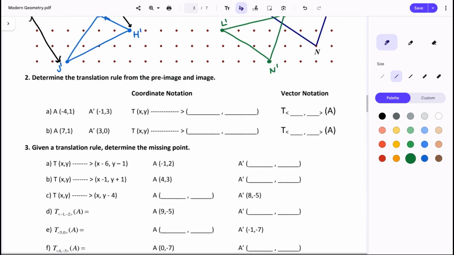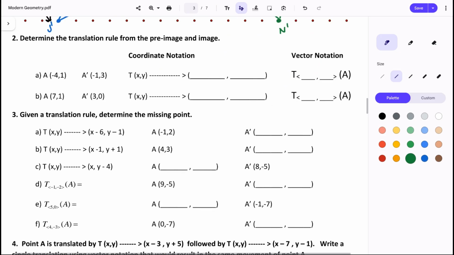What they're going to switch us to down here is we're going to be working with that notation. We're going to go back and forth between the coordinate rule notation that we've seen before with our now new vector notation, and then also sometimes they're going to give you the original point, sometimes they're going to give you the new point.